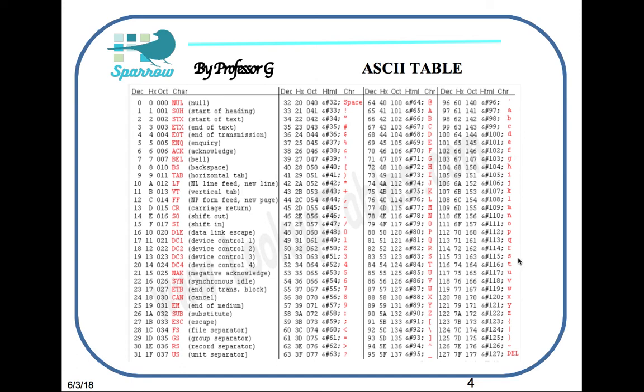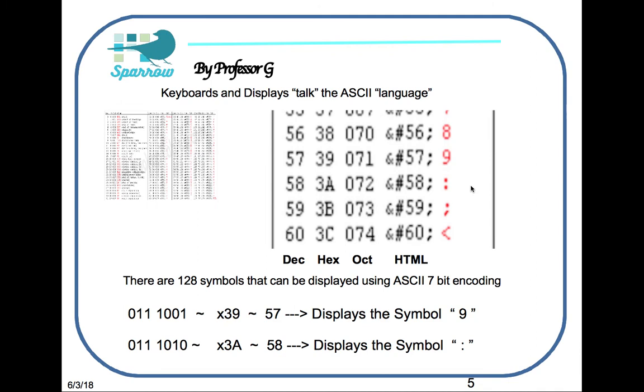Now, since there are only 128 symbols, you only really need 7 bits. But nobody's going to build a 7-bit register. Normally you'll see that registers are 8 bits or 16 bits, etc. But the ASCII table only requires 7 of those bits to encode.